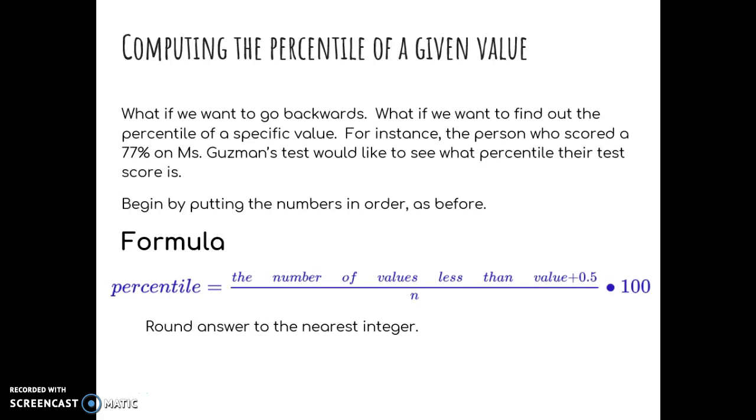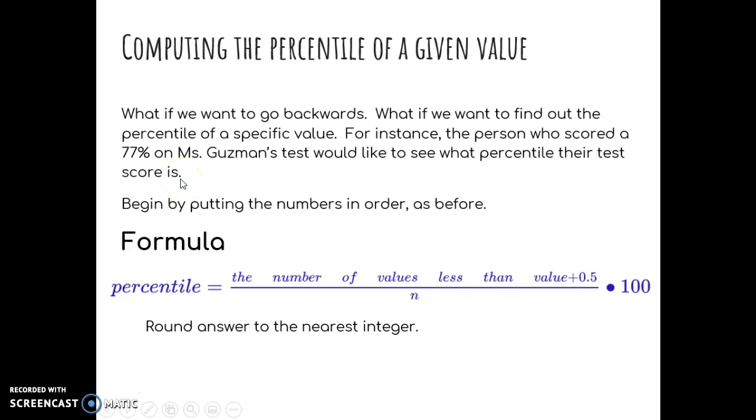Previously, we computed the location of a percentile to find what the percentile was. Now we're going to be given a value from the data set and we get to figure out which percentile this is. So what if we wanted to go backwards, and find out the percentile of a specific value? For instance, the person who scored a 77% on Miss Guzman's test would like to see what percentile their test score is.